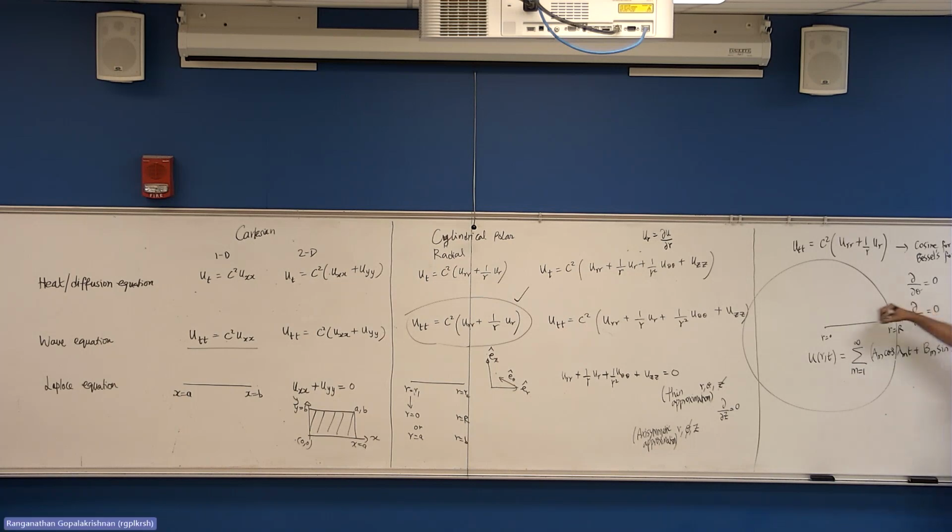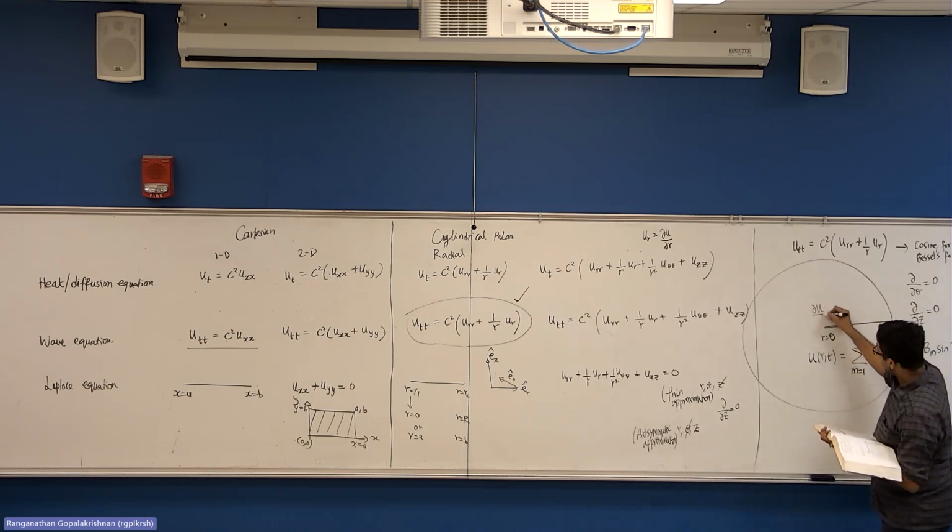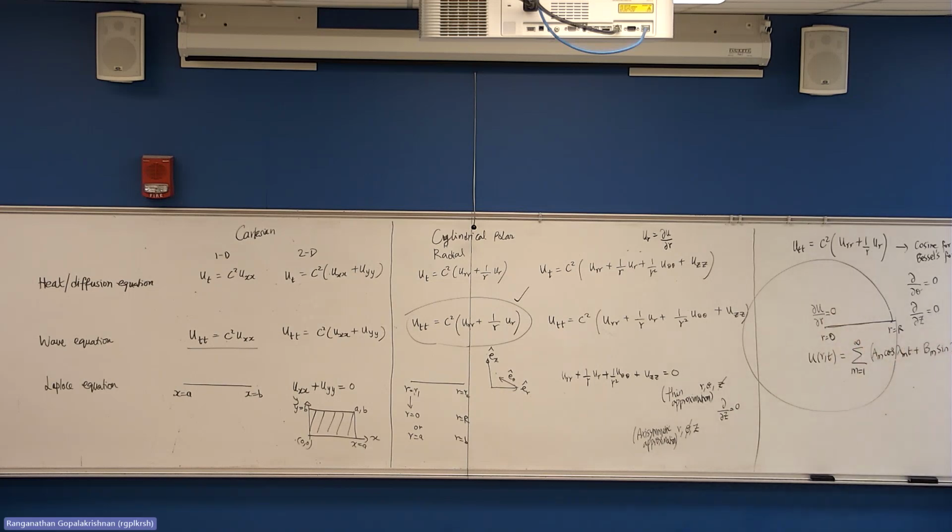So your domain is a line, but when you have one of the points starting at 0, one of the automatic boundary conditions is that the derivative with respect to r must be 0 here. And on the other end, we considered the boundary condition u equal to 0. This is what we did last time.